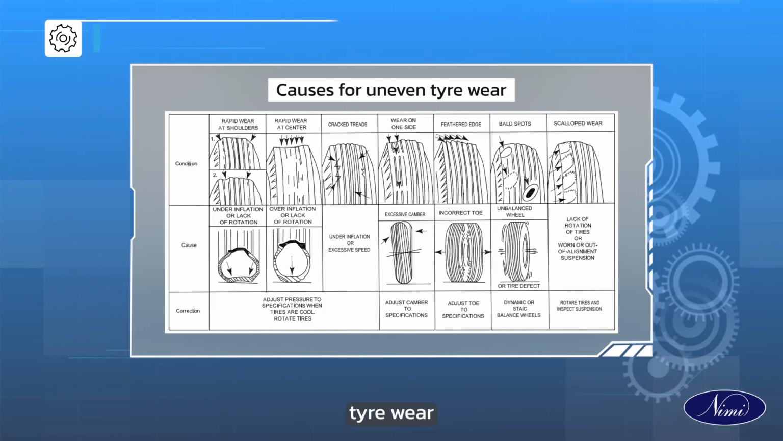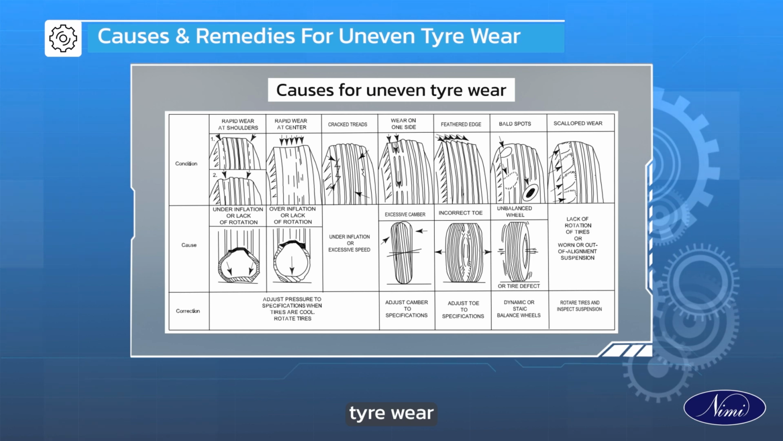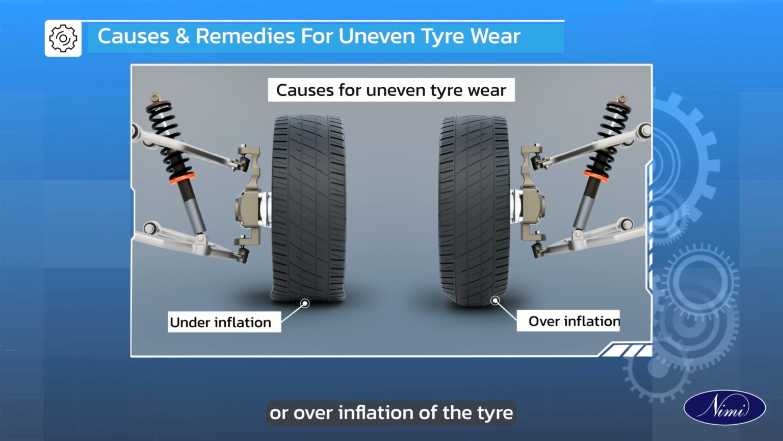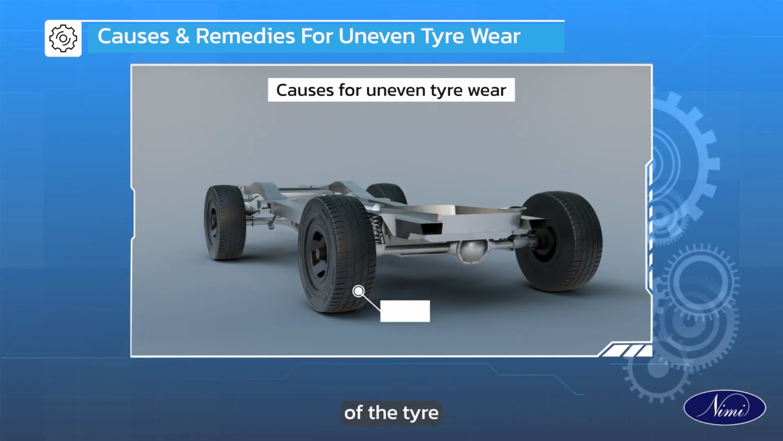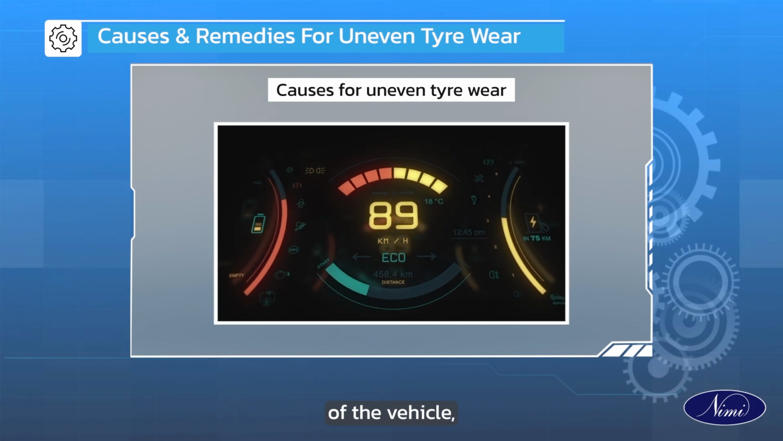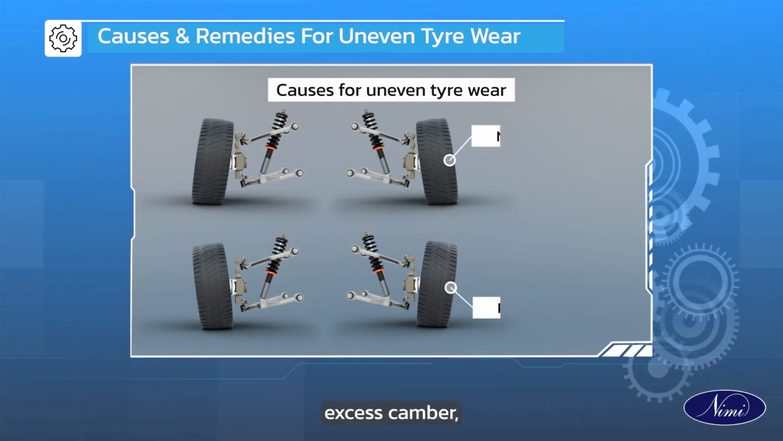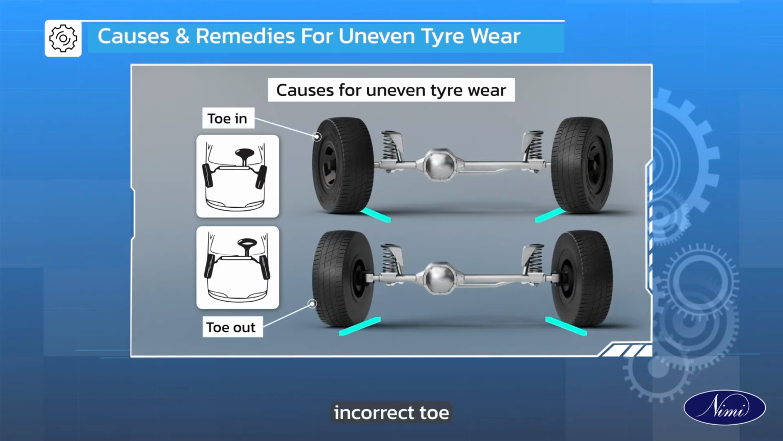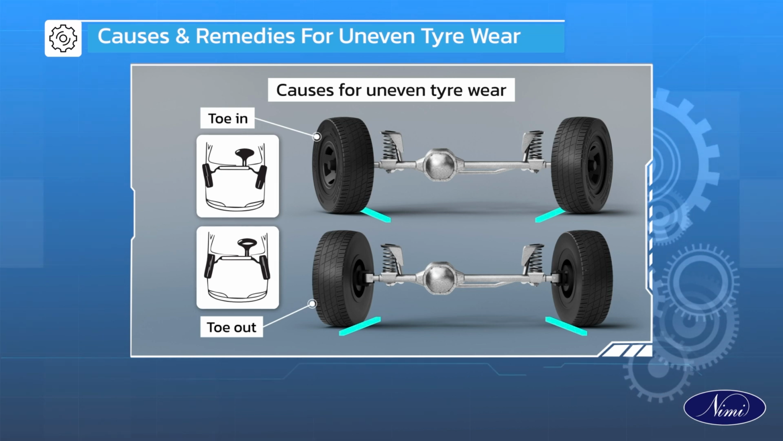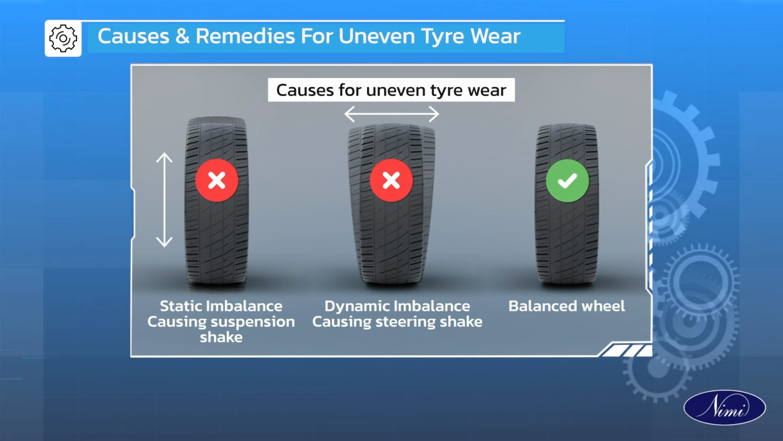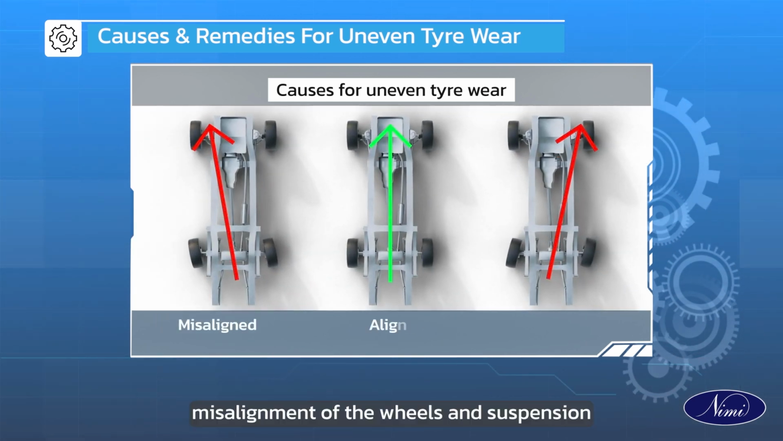Causes for uneven tire wear: underinflation or overinflation of the tire, lack of rotation of the tire, excess speed of the vehicle, excess camber, incorrect toe, unbalanced wheel or tire defect, misalignment of the wheels and suspension.